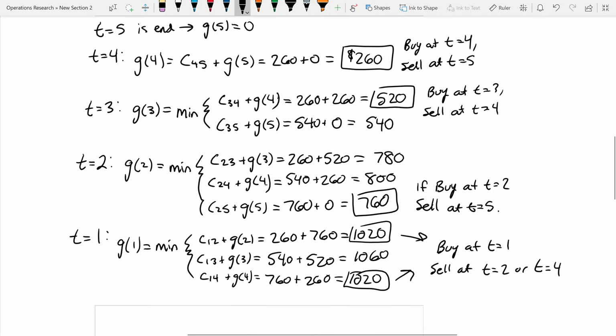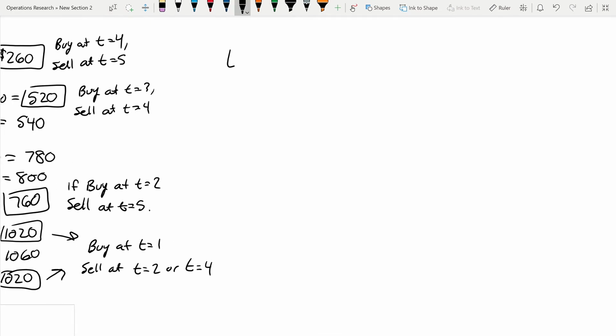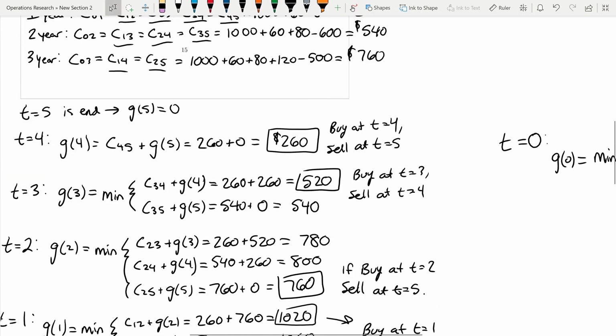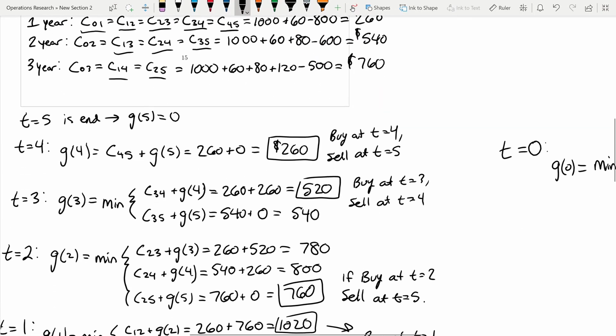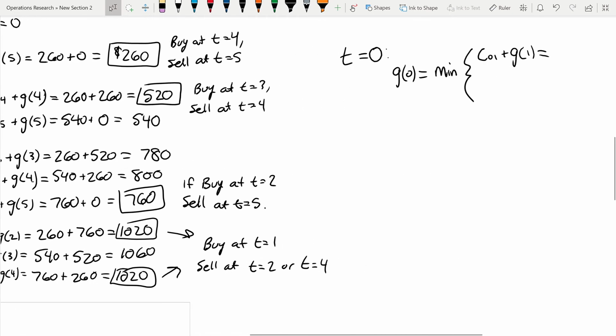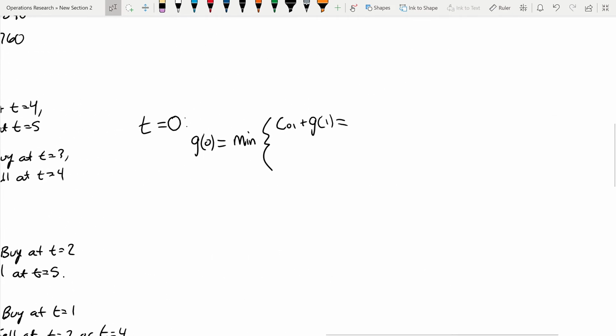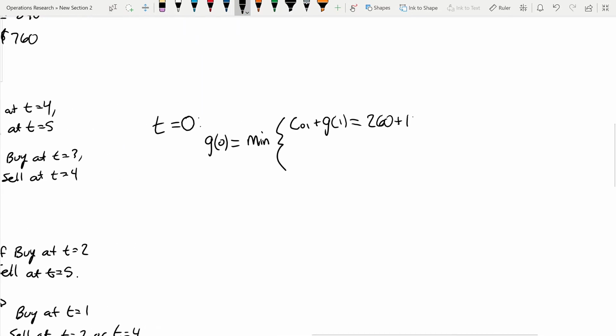And I am running out of space, so I'm actually going to move over to the side here. Lastly, we have to account for T0 here, where we start. So to find G of 0, we need to find the minimum of going from year 0 to year 1 plus G of 1, which is going to be, up here, 260 plus G of 1 we said was 1020 down there. 260 plus 1020 is just going to equal 1280 here.